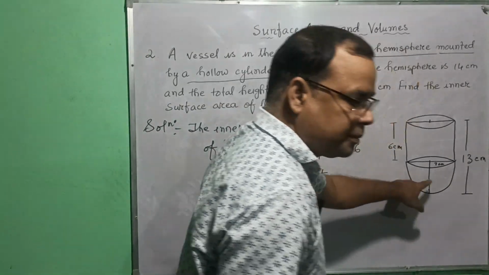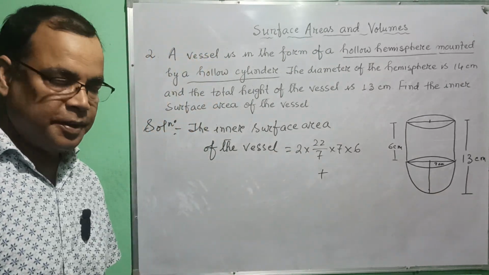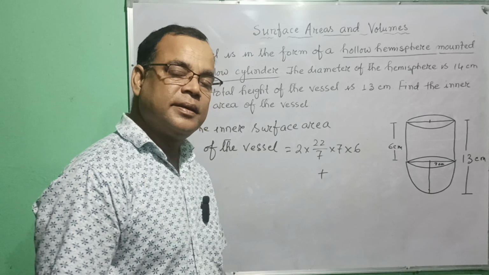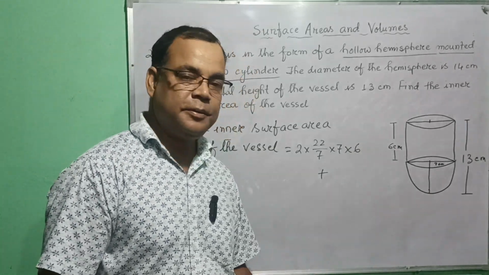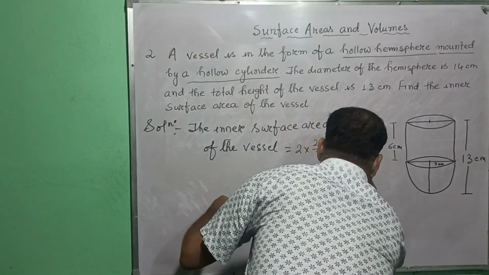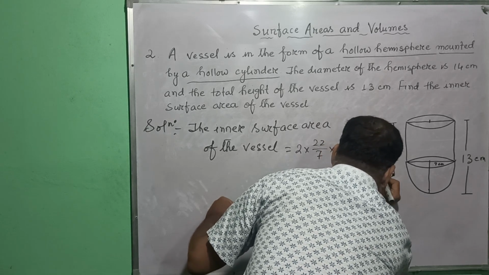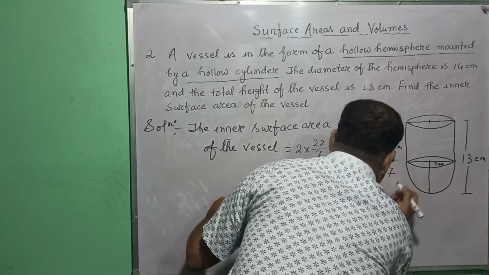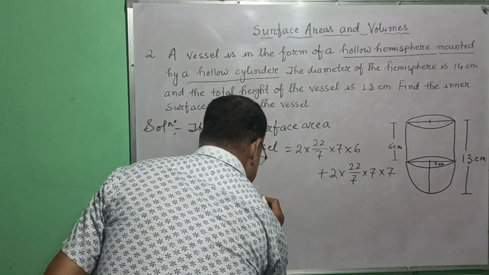Now the curved surface area of the hemisphere. What is the curved surface area of the hemisphere? We know that the surface area of a sphere is 4 pi r square. So hemisphere is 2 pi r square. So we'll write here 2 into 22 by 7 into 7 into 7. So it is 2 pi r square. Now equal.